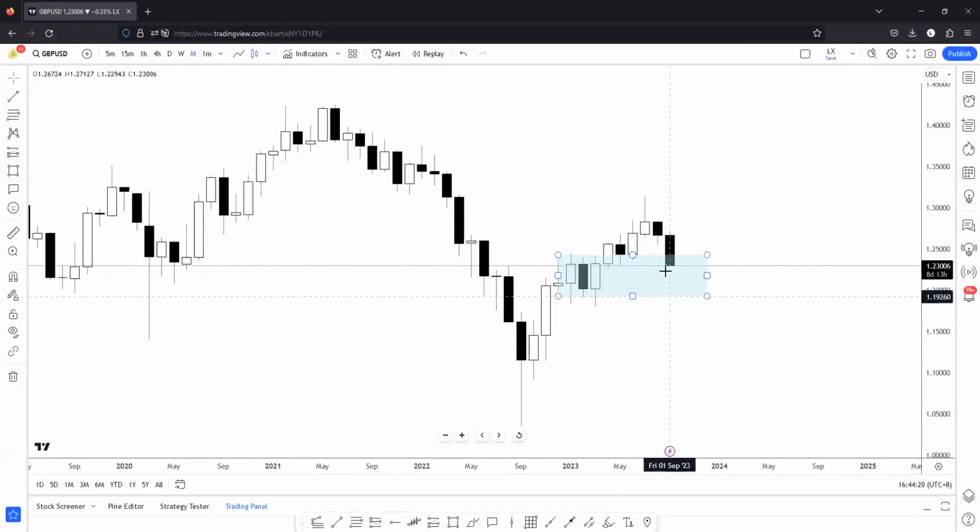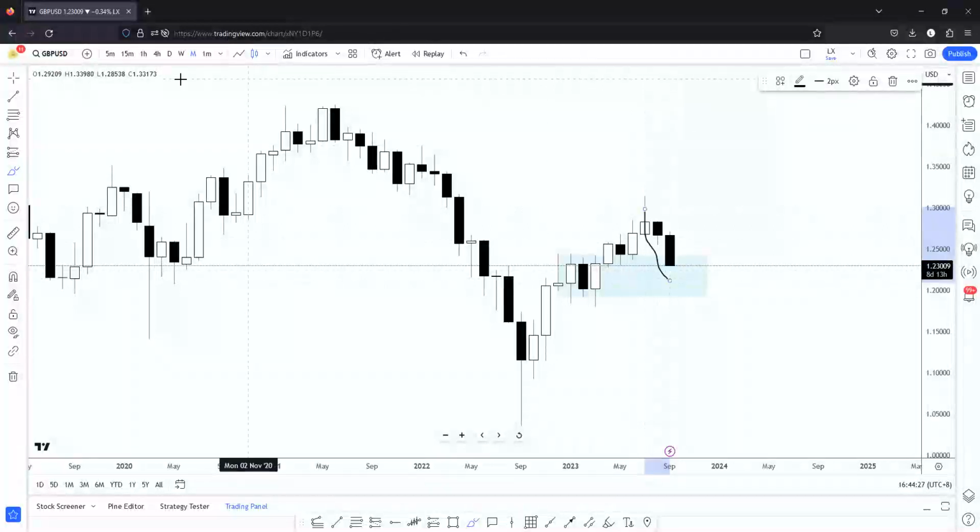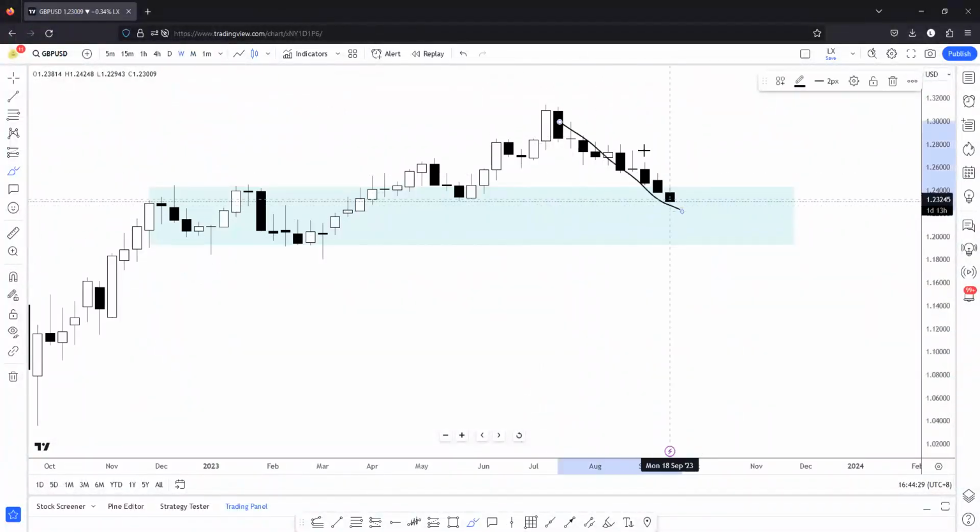But again, when price starts coming into this zone, it pushes into this area that we have. You can see that this whole leg itself, on the monthly and on the weekly, is bearish. You can see this very clearly.